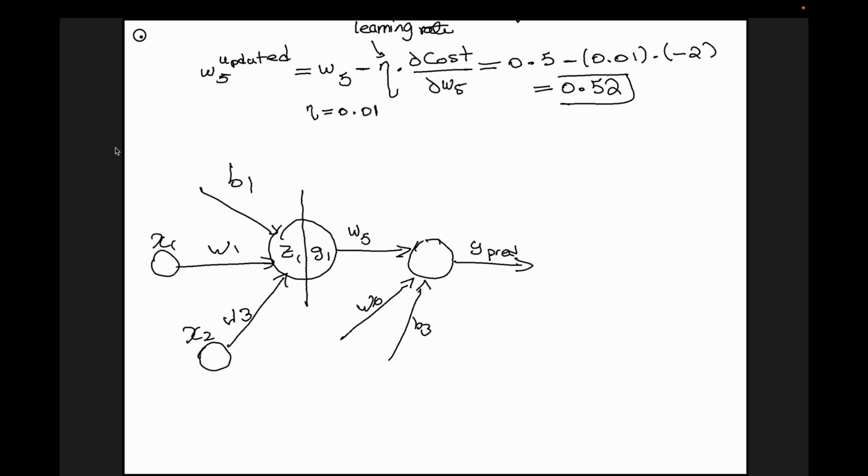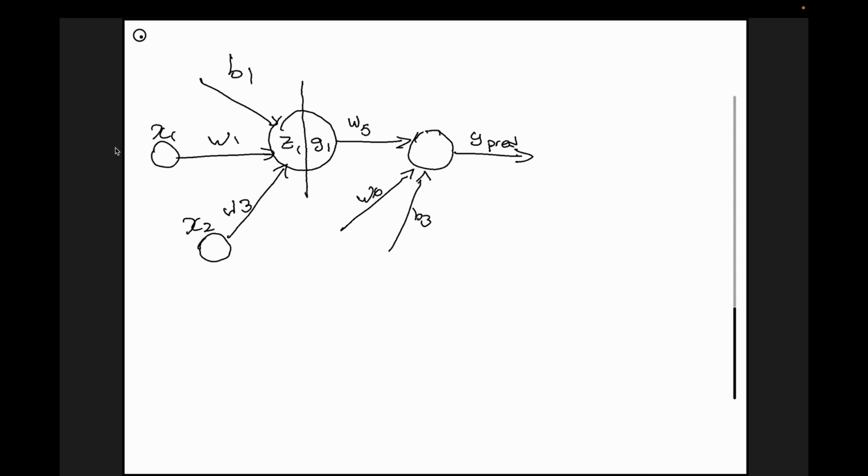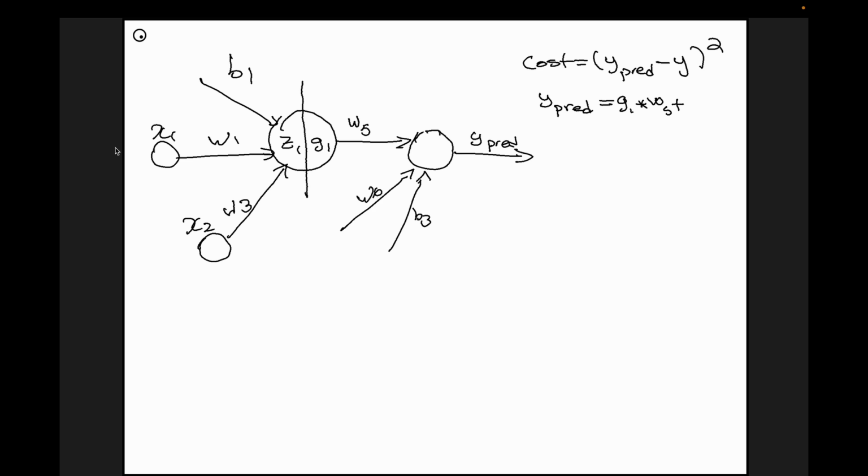As a reminder, so that we don't lose track of anything, let me write down the important formulas that we knew. We knew that the cost function was y prediction minus y, squared. We knew that y prediction itself, which in the previous example we called G3, was basically G1 times W5 plus G2 times W6 plus B3.